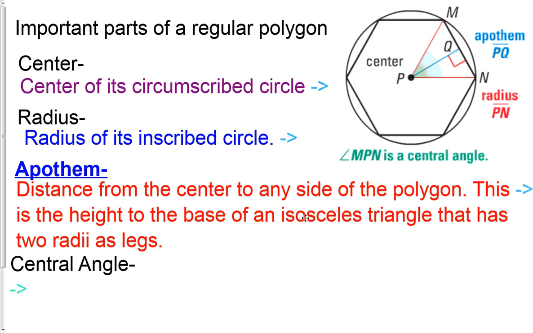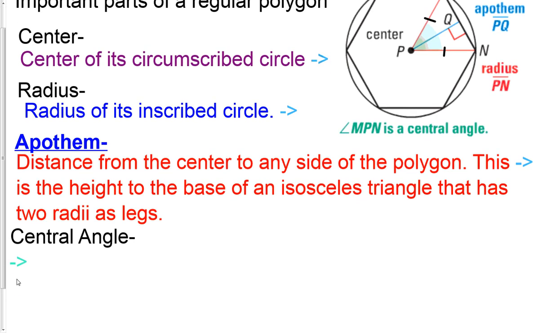This is the height to the base of an isosceles triangle that has 2 radii as legs, which makes it sound confusing. But in this picture, PM and PN are radii, so this is the isosceles triangle, triangle PMN, where angle M and N are the bases, and PQ would be the height of that triangle.